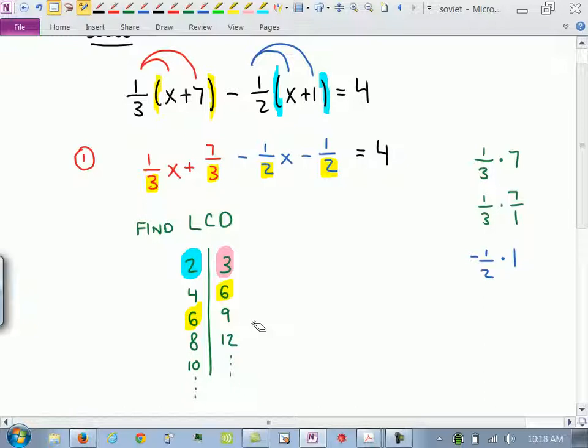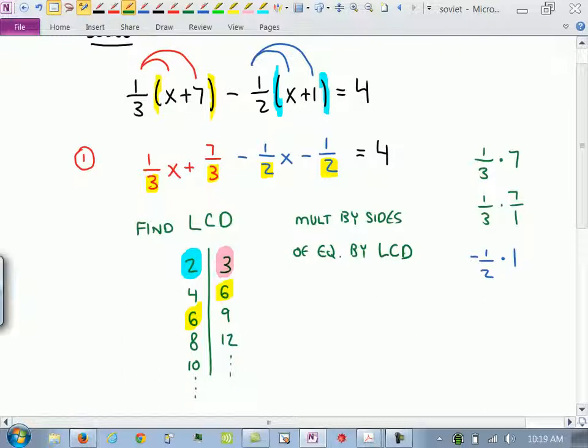All right, so we found our LCD, right? That's the first thing. After you find your LCD, here's what you do. You multiply both sides of the equation by the LCD. That's our second step here. Multiply both sides by the LCD. Now, our LCD here is 6, isn't it?